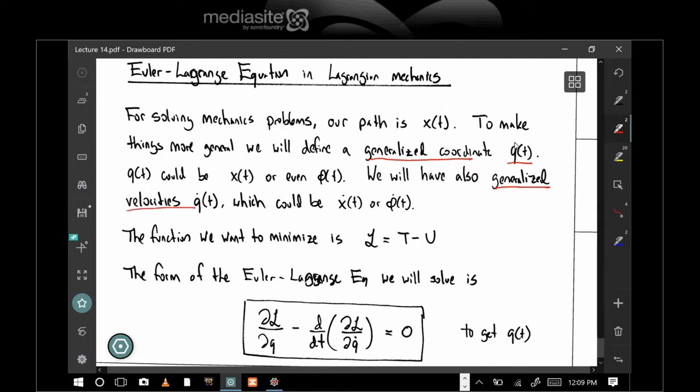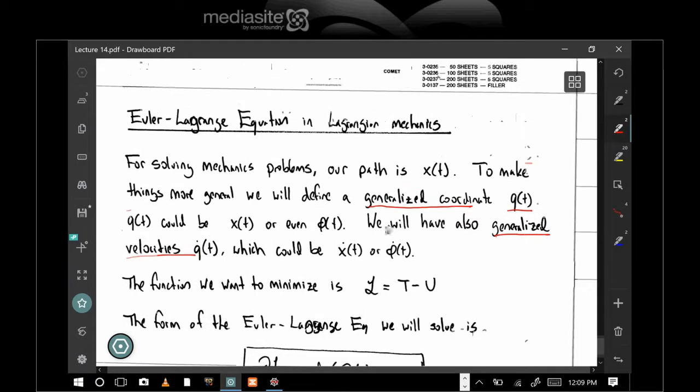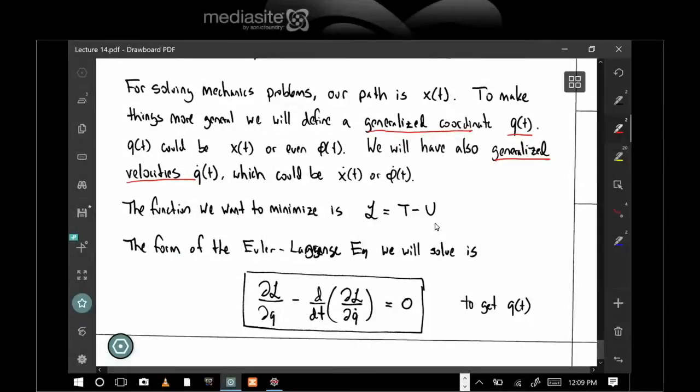So what we want to do is minimize the action integral of the Lagrangian, which is T minus U. How do we do that? We solve the Euler-Lagrange equation for q as a function of time. So in the end, we're going to solve this equation here. That's going to give us a second order differential equation, which we still need to solve.